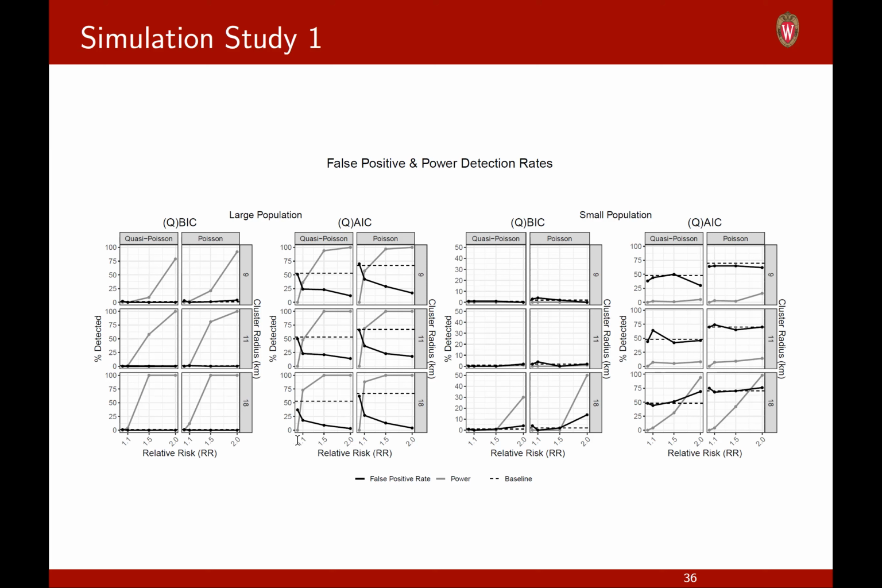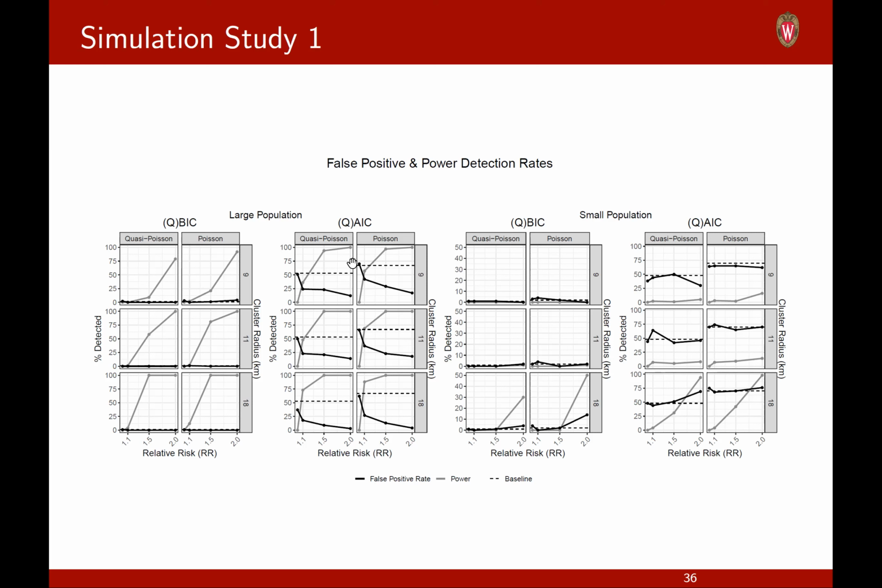So again, just focusing on the 2 plots on the left for large population, we see that using QBIC, we maintain the false positive rate at or near baseline, which is what we want. We don't want to put a cluster in there if it isn't there. This is in contrast to detection by QAIC and AIC, where it really just wants to put something in there, even though the baseline detection is pretty high.